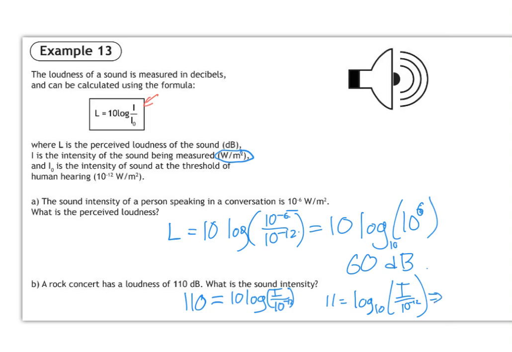I'm going to then convert this, so that's 10 to the 11th power is equal to I over 10 to the negative 12. And now I'm out of room. I'm so sorry. I'm going to go up. When I multiply that over, we get 10 to the negative 1 is equal to I. So that would be a power level of 0.1 as the intensity.